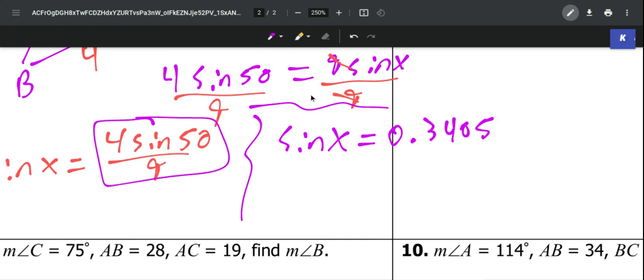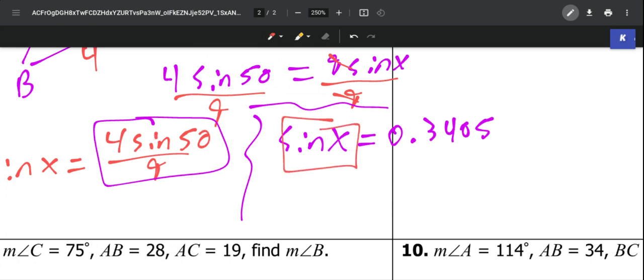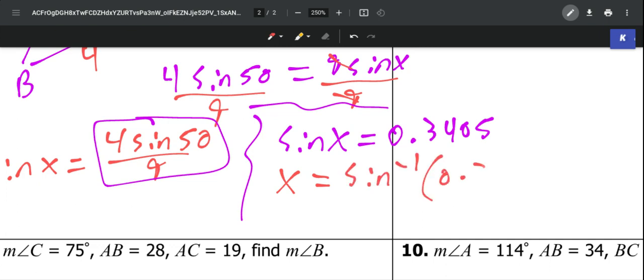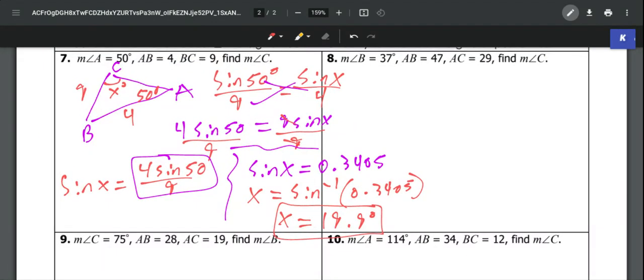Now, if you remember, when we have sine of x and we know what it's equal to, we can set up x equal to the inverse sine of 0.3405. That's a part that can get a little weird. Now x is going to be equal to 19.9 degrees.